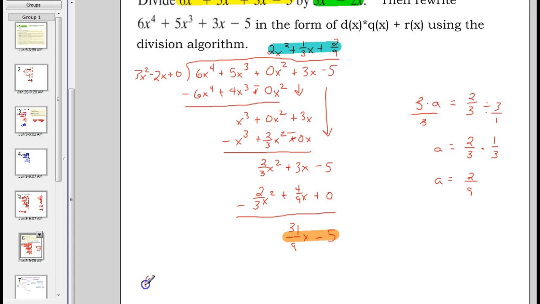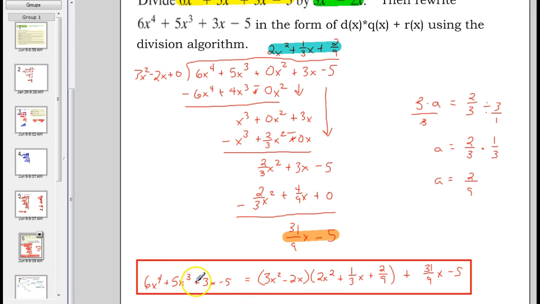Alright, so 6x to the 4th plus 5x cubed plus 3x minus 5 is equal to what we just got here: the 3x squared minus 2x that we divided by, times the 2x squared plus 1/3 x plus 2/9 that we got as our quotient, and then we add to it the 31/9 x minus 5. That piece is our remainder. So the dividend is equal to the divisor times the quotient plus the remainder.